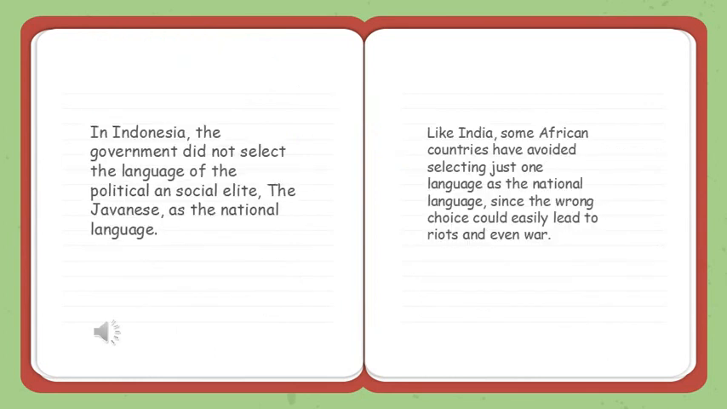In Indonesia, the government did not select the language of the political and social elite, the Javanese, as the national language. Like India, some African countries have avoided selecting just one language as the national language, since the wrong choice could easily lead to riots and even war.